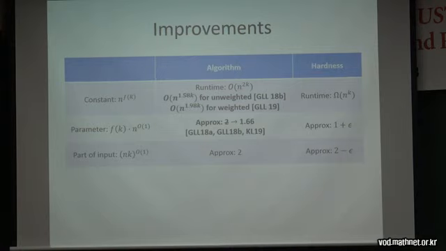And for the weighted graph, we gave a totally different algorithm that runs in time slightly better than n to the 2k, which is n to the 1.98k. So yeah, these are our algorithm results.